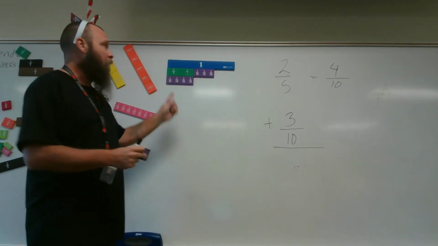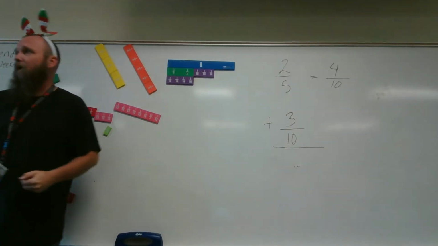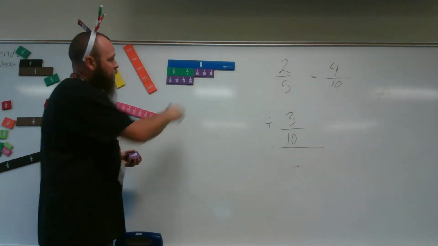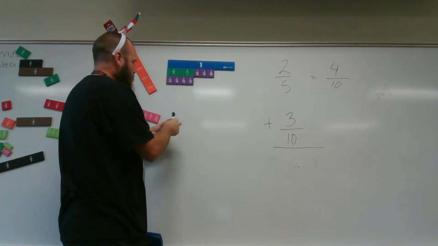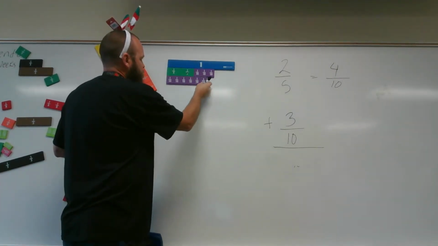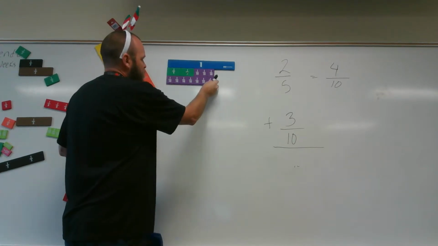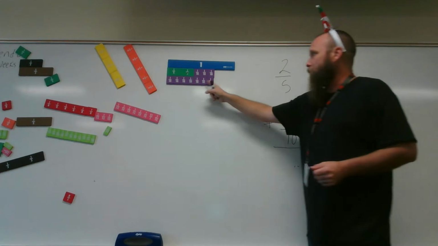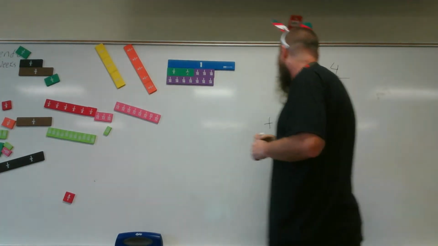And so, how many tenths more do I need? 3. And I don't even have to put these 3 up here, because obviously 3/10 is going to match 3/10. So 3/10 matches 3/10, which gives me an answer of 1, 2, 3, 4, 5, 6, 7/10.